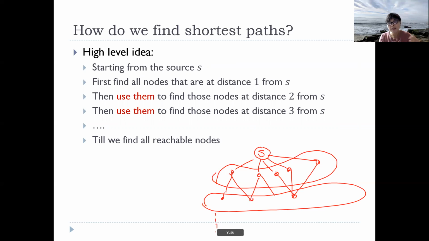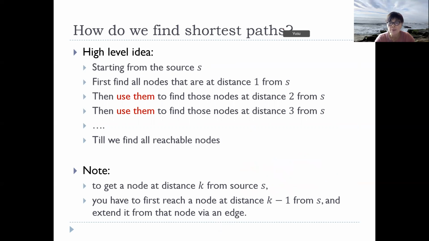Now, why does this idea work? Well, in general, what we're saying is that because we know that to get to a node at distance k from the source, I have to first reach a node that is at distance k minus 1 from the source, and then extend it from this node at distance k minus 1 from the source, finding the edge to this new node.